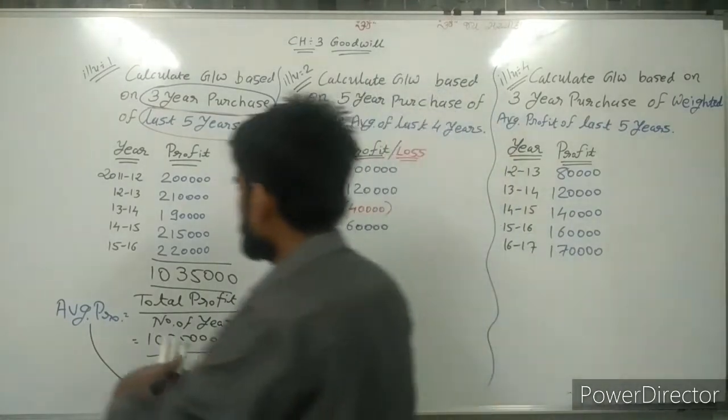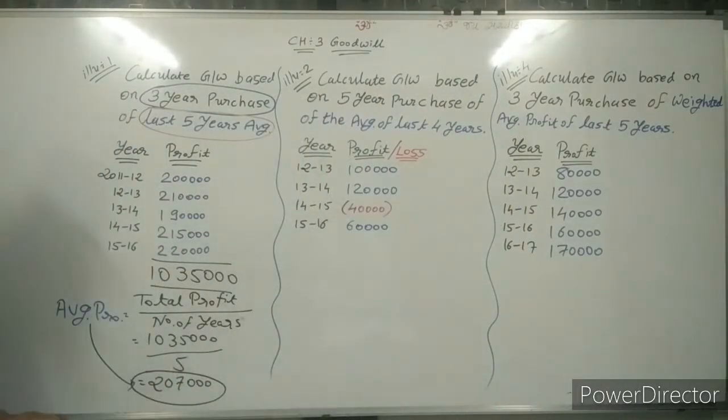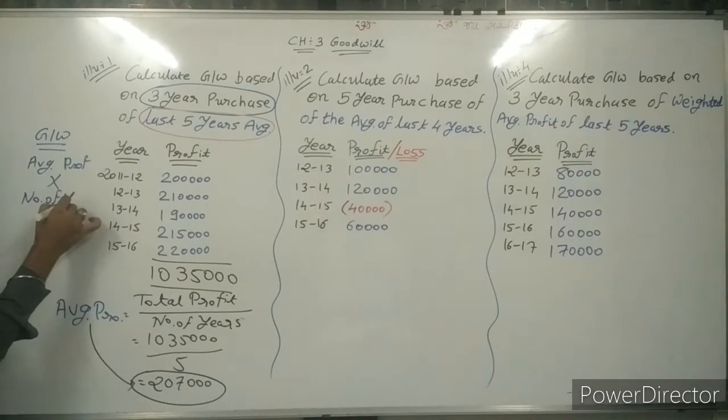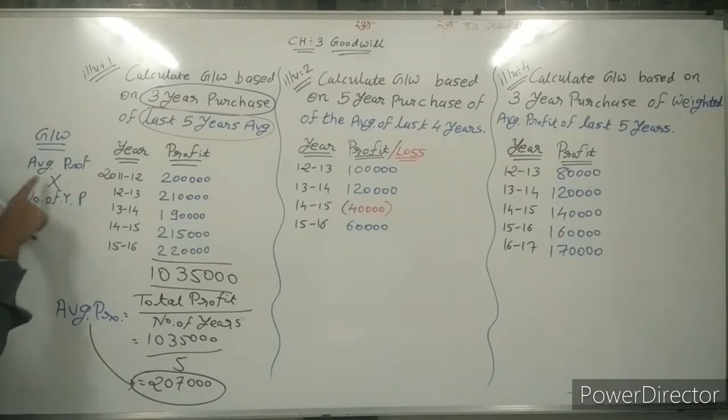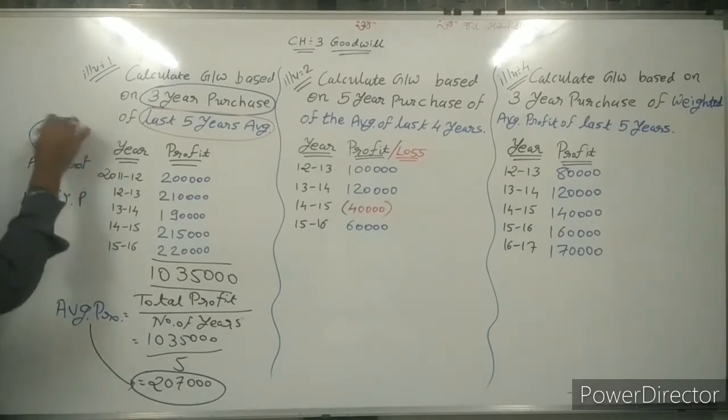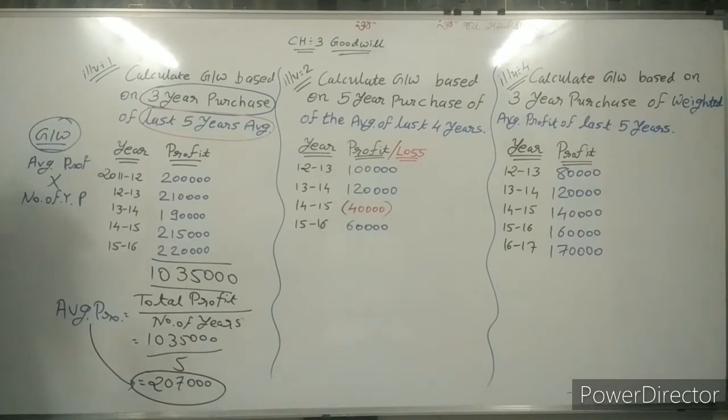So now what is the value of goodwill? I can write here: goodwill is equal to average profit multiplied with number of years purchase. Average profit into number of years purchase is my value of goodwill.